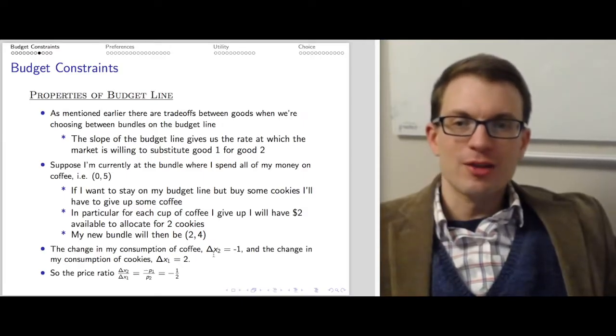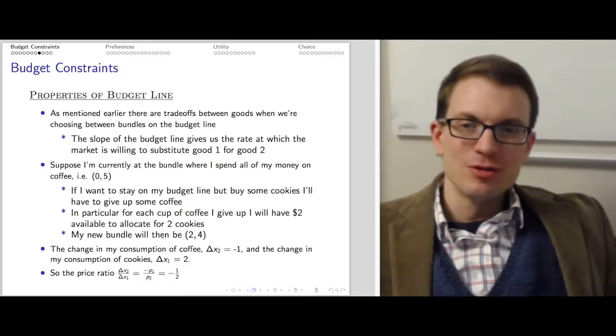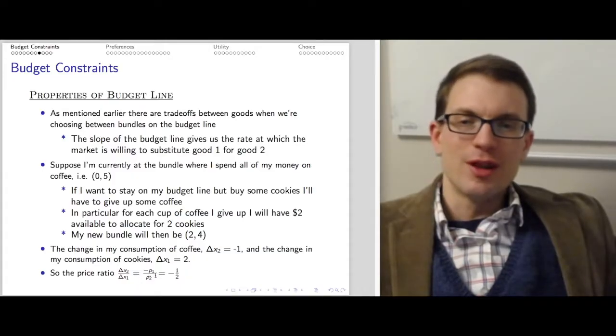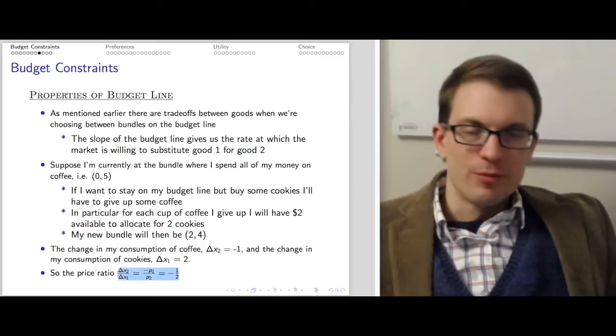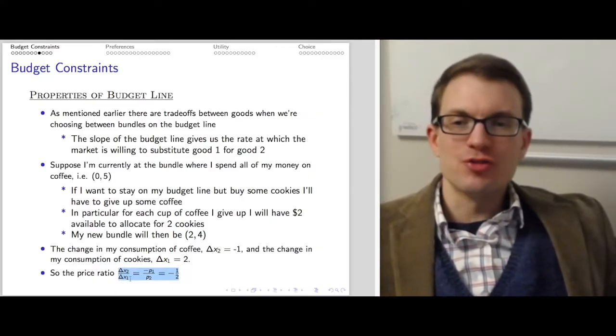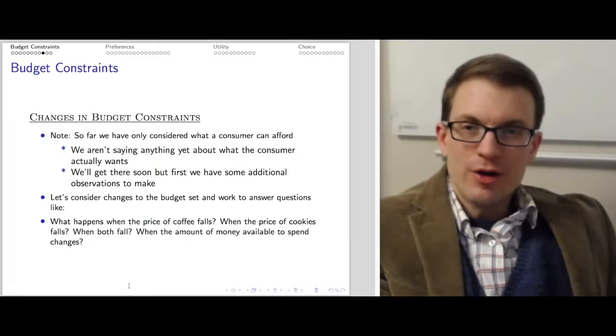So the change in my consumption of coffee was minus 1. The change in my consumption of cookies was positive 2. So the slope is the change in good 2 divided by the change in good 1, which is equal to the negative of the price ratio, which is minus 1/2. So this is just working through an example, illustrating and justifying this relationship I had on a couple slides ago. All right, cool.